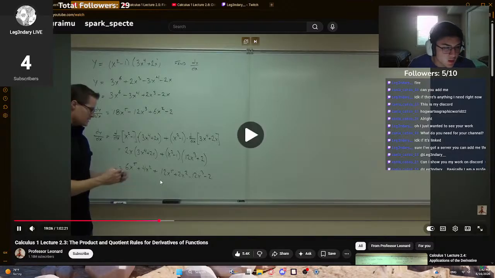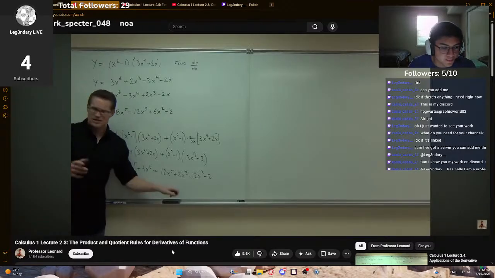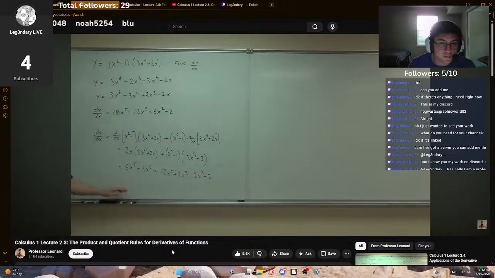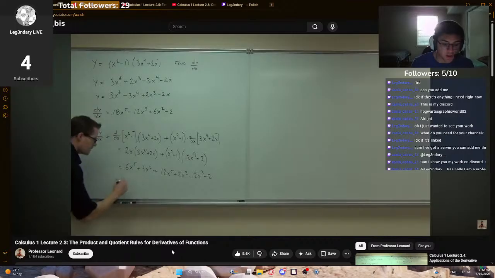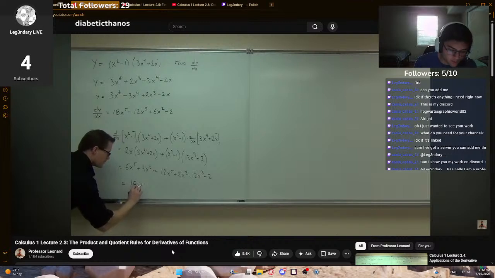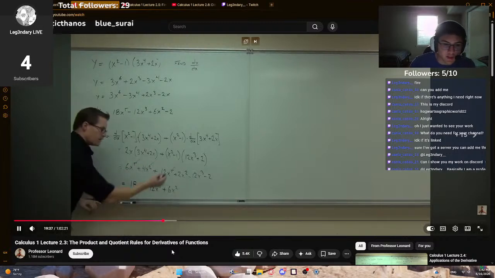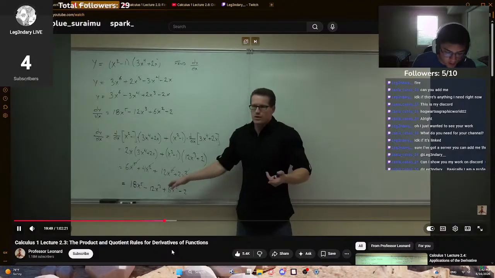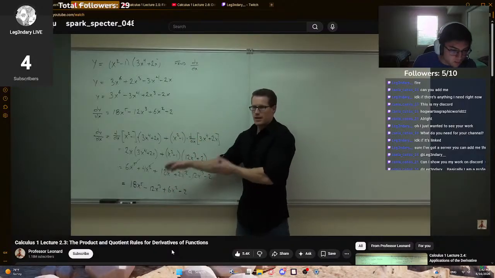We're good. You guys okay with the distribution? Some basic algebra here. Now, if we combine some like terms, I see an 18x to the fifth. Look at these, they're the same derivative, right? It is the same.